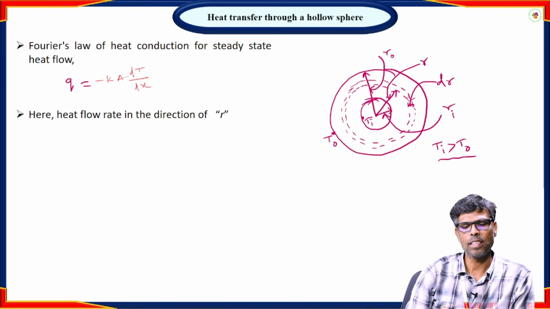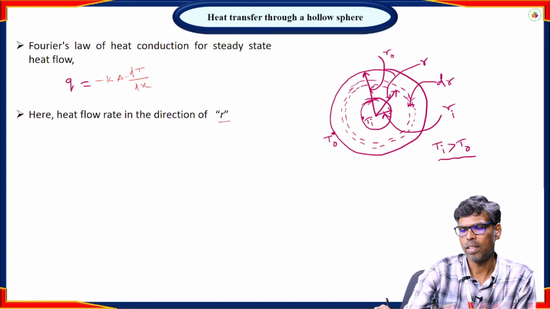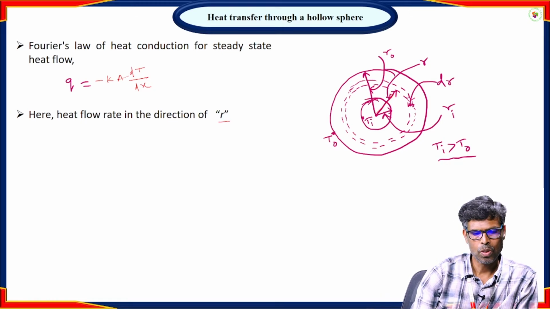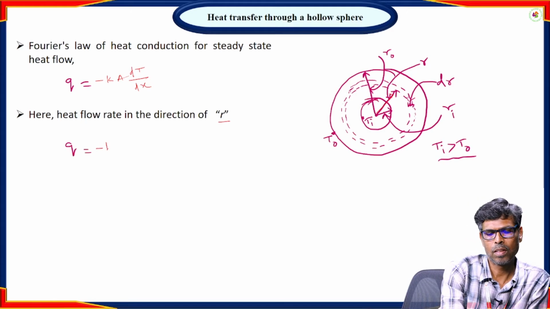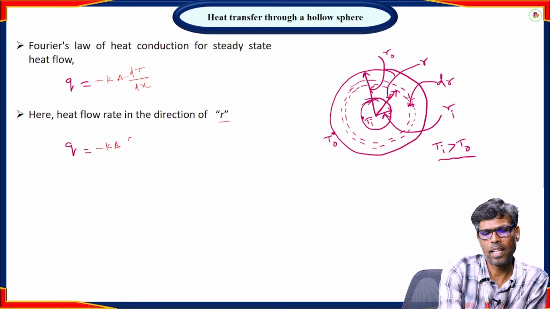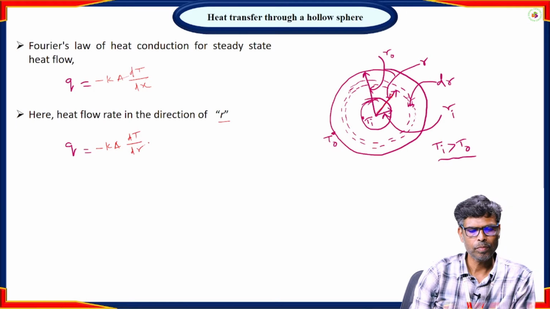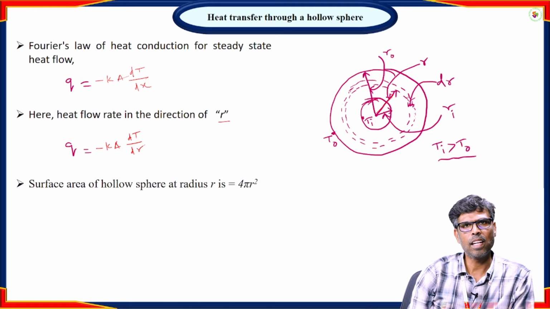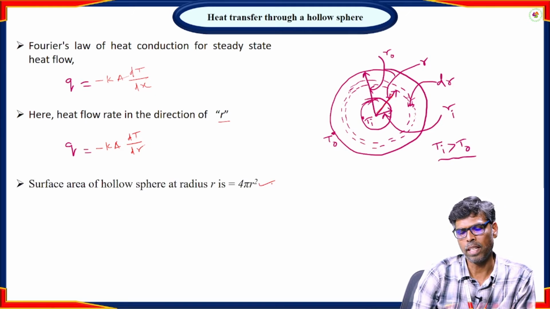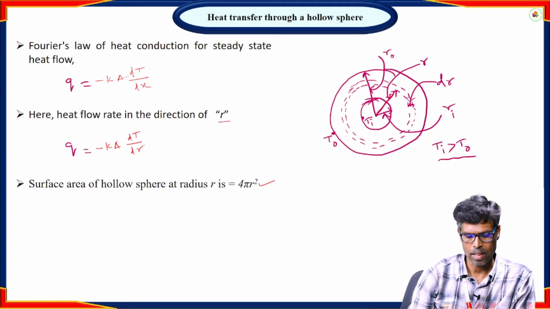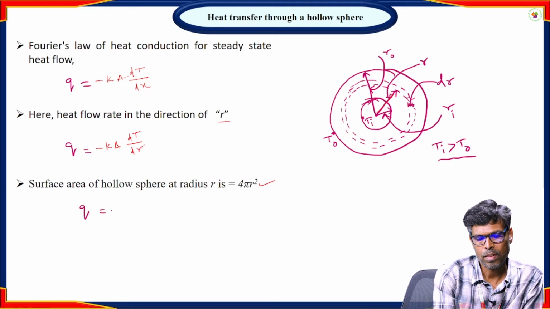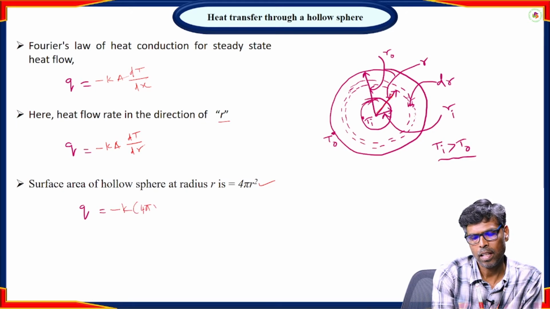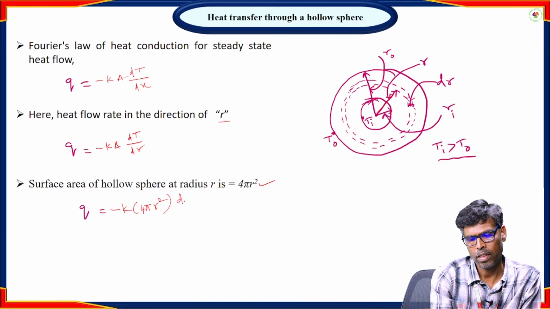Here heat flow rate occurs in the direction of R, so the equation becomes q is equal to minus KA dt by dr, where x is replaced by R. Surface area of the Hollow sphere is 4 pi r square at radius R. Then the equation is q equal to minus K 4 pi r square into dt by dr.